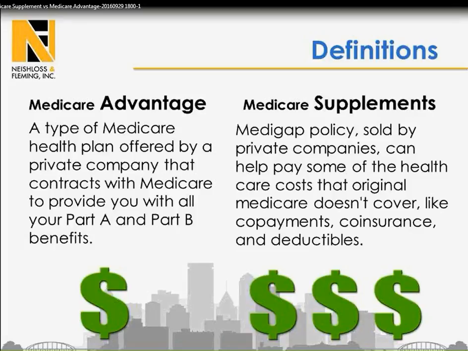Medicare supplements. That is a Medigap policy sold by private companies that can help pay some of the health care costs that original Medicare does not cover, like co-payments, co-insurance, and deductibles. Because it's completely privatized with no government funding, you can use it with the VA. Now, it does cost more money in general than a Medicare Advantage. Of course, there are some exceptions when you start getting a very all-inclusive Medicare Advantage plan that costs $199. But again, that's an exception, not the general rule.